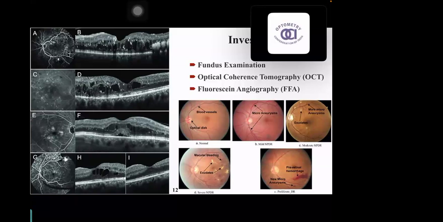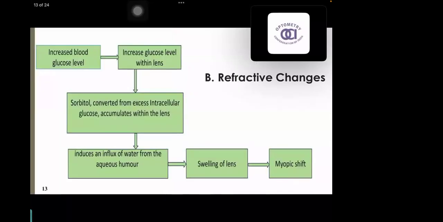OCT is used basically to quantify macular thickness and detect macular edema. It provides high resolution cross-sectional images of the retina. Then fluorescein angiography helps to identify areas of capillary non-perfusion, microaneurysms, and neovascularization. It also helps to differentiate focal from diffuse macular edema. So together, these investigations form the backbone of screening, diagnosis, and management planning for diabetic retinopathy.